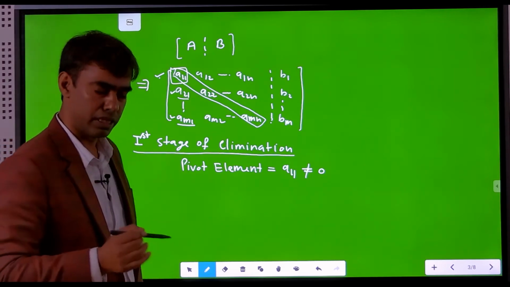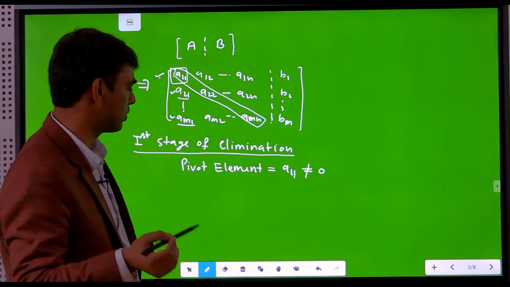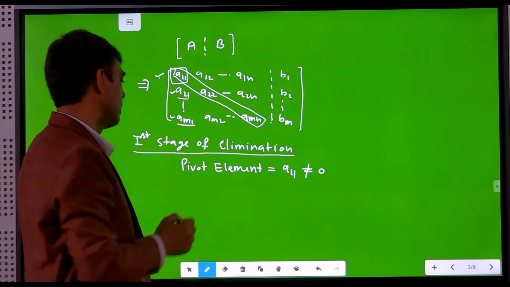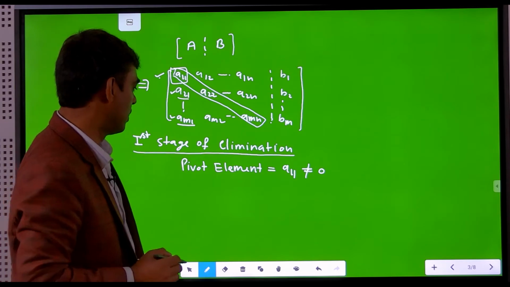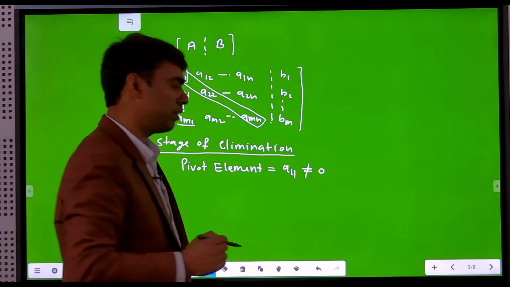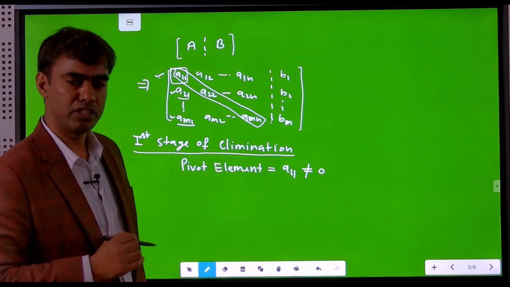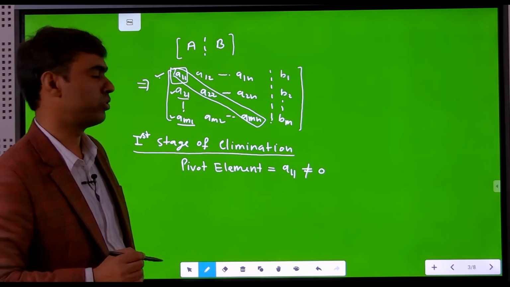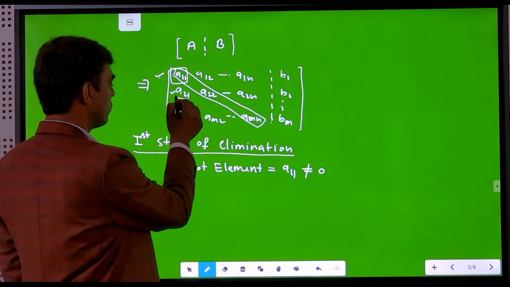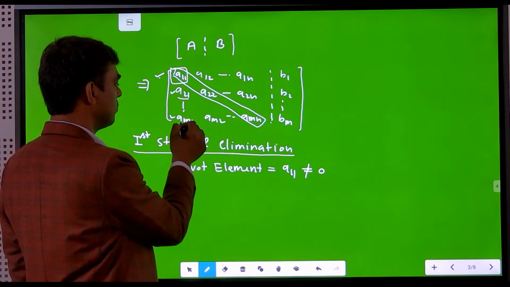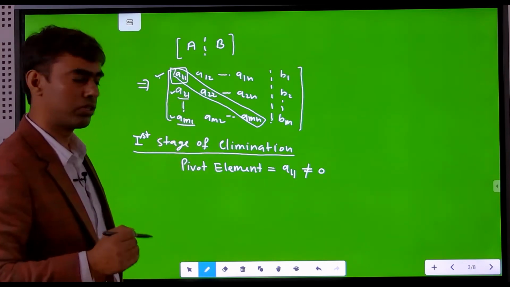If A11 is not equal to 0, then we are able to perform the first stage of elimination. Once we ensure that A11 does not equal 0, here we assume that A11 does not equal 0, then we perform the following operation to convert A21, A31 up to AM1 equal to 0.